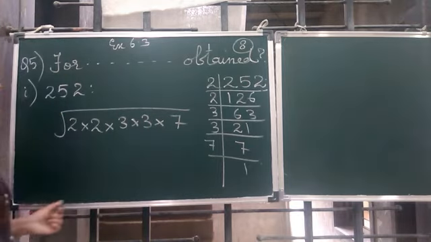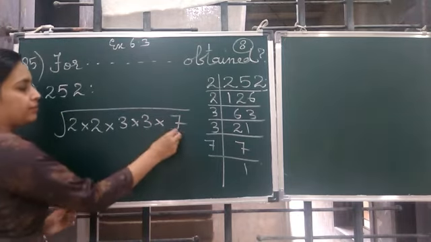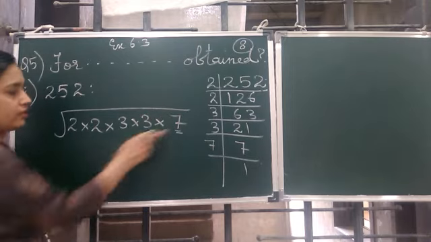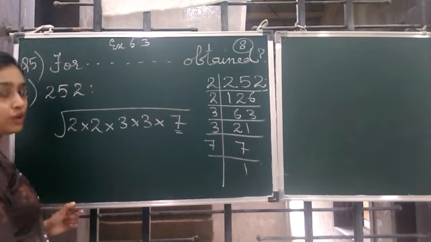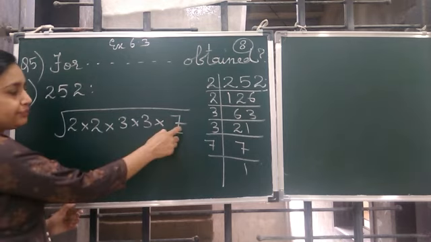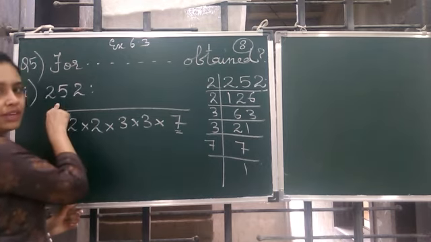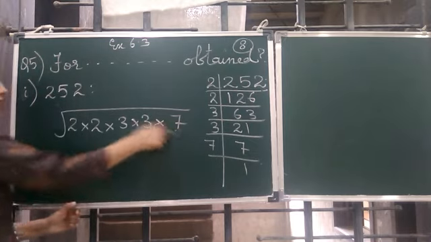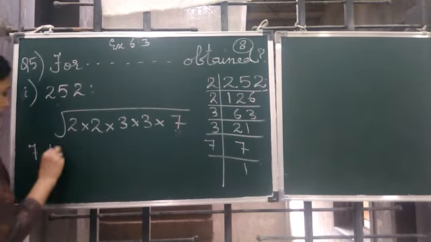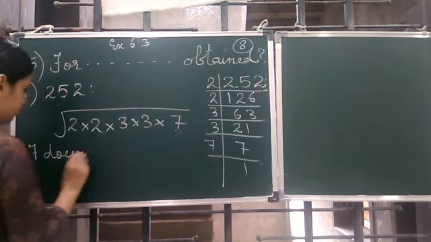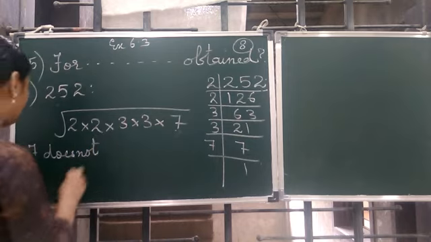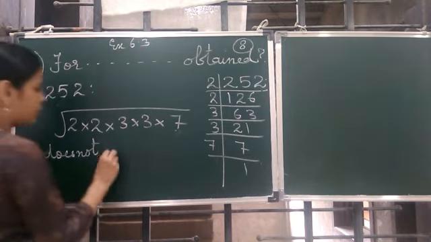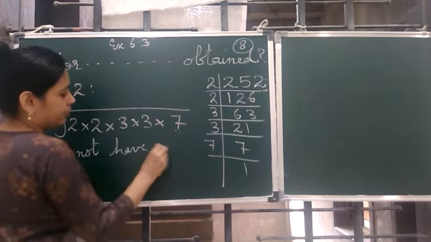So can you see any number which is not having a pair? Yes. So if you multiply this particular number by 7, this will also get a pair. So what is the smallest whole number that if you multiply to the question so that it becomes a perfect square? The smallest whole number is 7. Okay, so you can write here 7 does not have a pair.